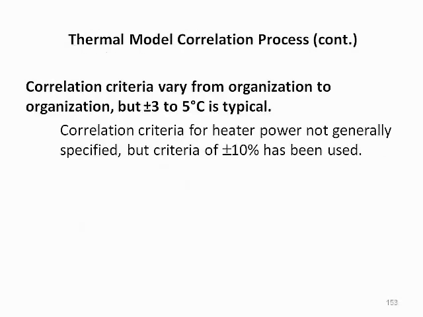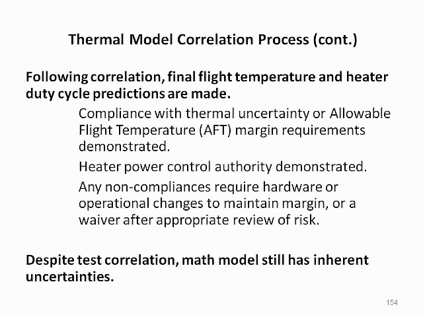What constitutes acceptable correlation varies from organization to organization, but plus or minus 3 to plus or minus 5 degrees C is typical. Correlation criteria for heater power are generally not specified, but criteria on the order of plus or minus 10% have been used in the past. Following correlation, final flight temperatures and heater duty cycle predictions are made.